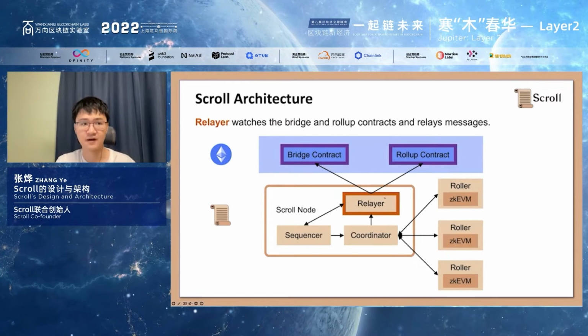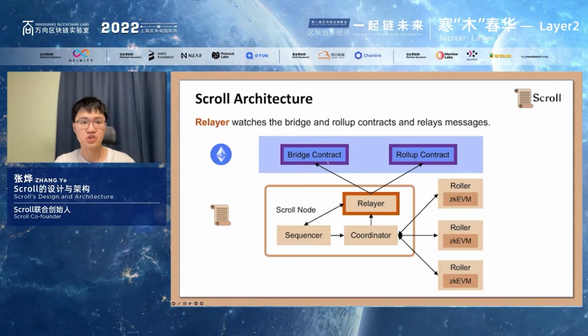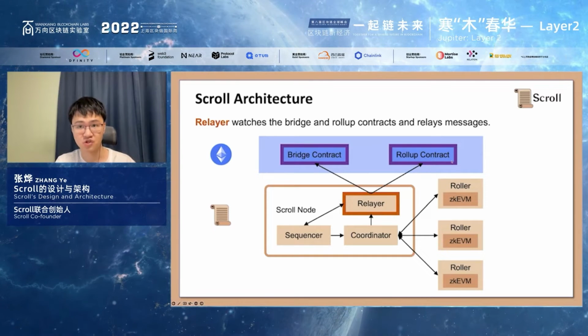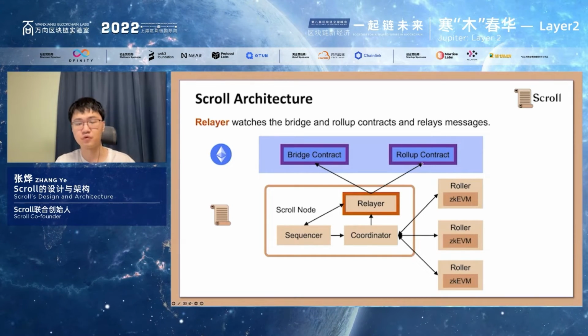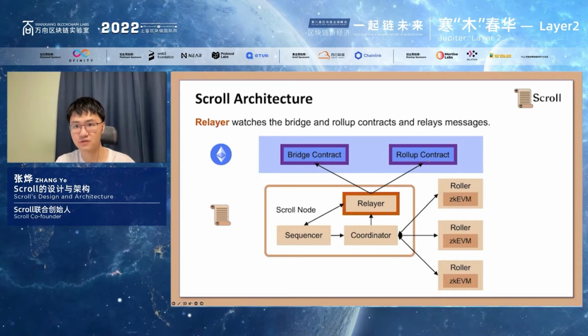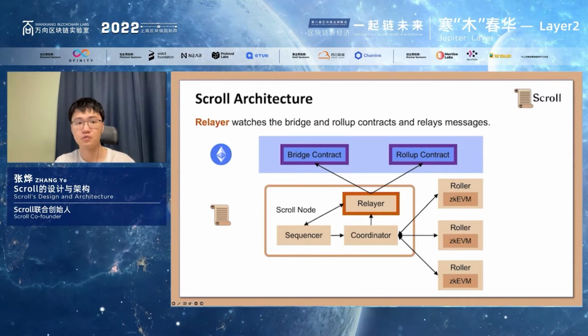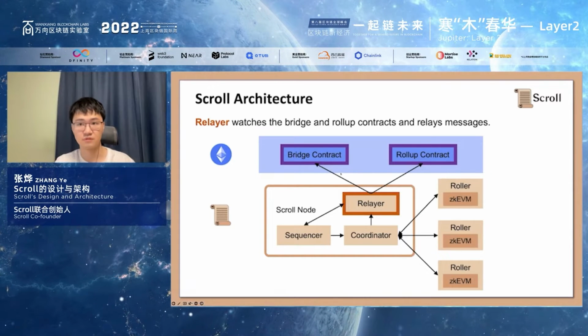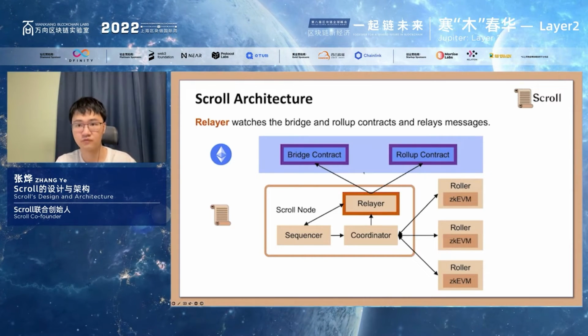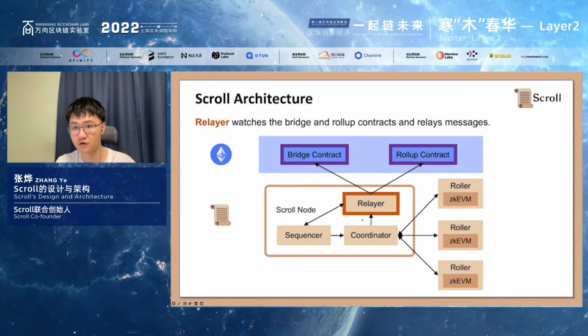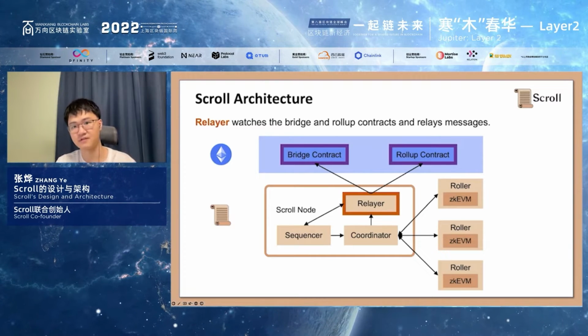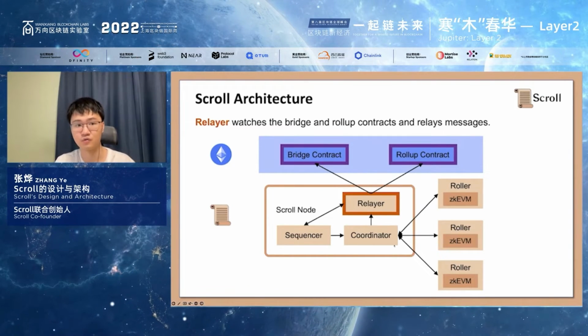And second is the relayer. Relayer watches the bridge and rollup contracts and relays messages. For example, it submits the proofs to the rollup contract for verification. Like when users deposit from layer 1, the relayer also relays this transaction from layer 1 to layer 2 to process. So the relayer basically relays messages between layer 1 and layer 2.